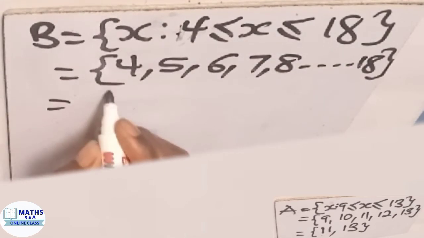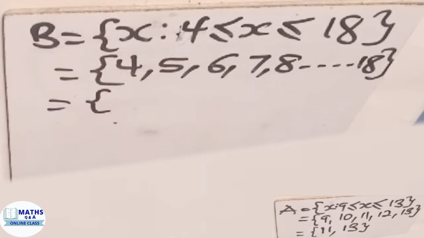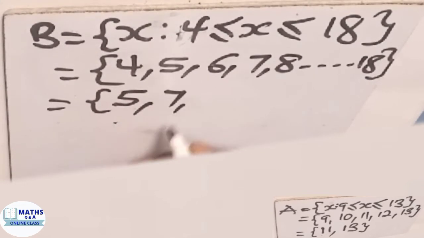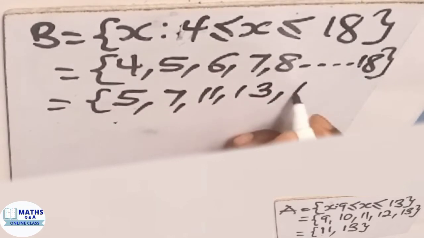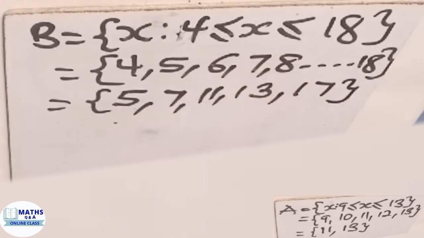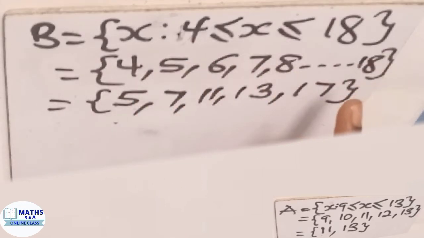From this list of numbers, which of them do you think are prime numbers from 4 to 18? We have 5 as a prime number. We have 7, 11, 13, and 17. So 5, 7, 11, 13, and 17 are the prime numbers that can be found in this given set.